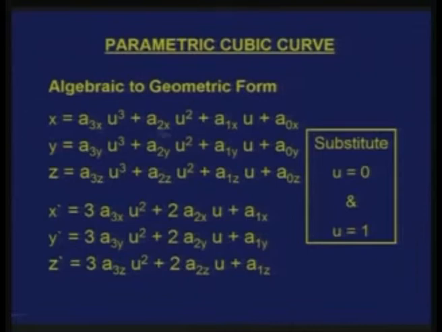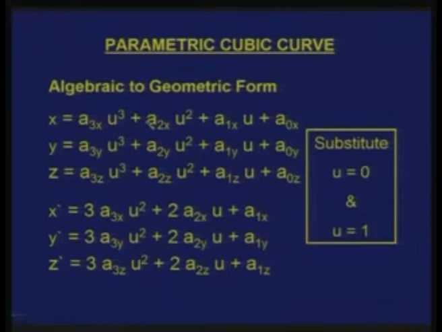For example, x has 4 unknowns, and now I am giving 4 inputs which are related to x. What are those? Starting coordinate of x, end coordinate of x, then starting tangent vector x component and end tangent vector x component. If I substitute that, I can solve this 4 by 4 equation and get a complete representation for x purely in terms of geometric coefficients, not the algebraic coefficients as we discussed earlier.